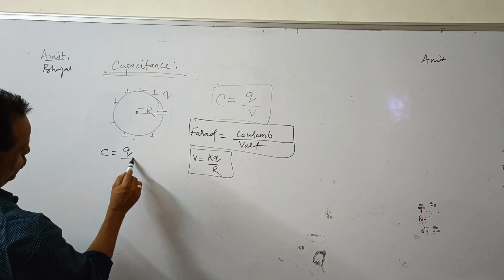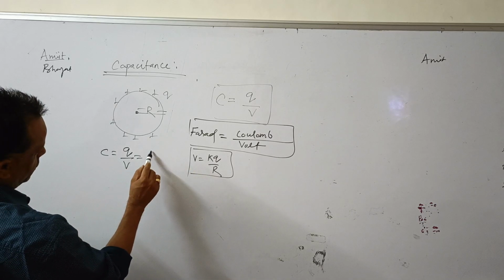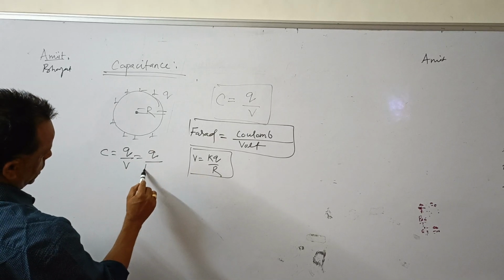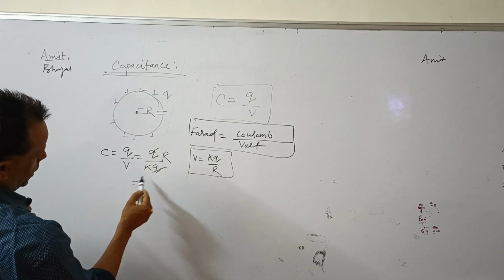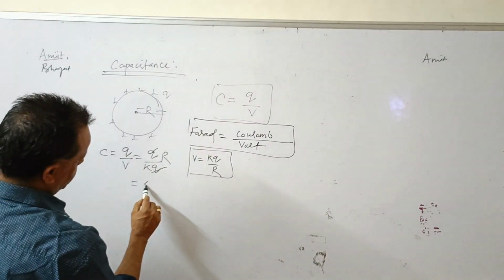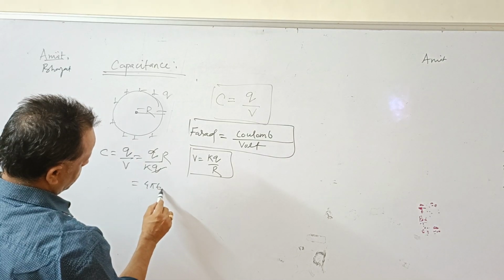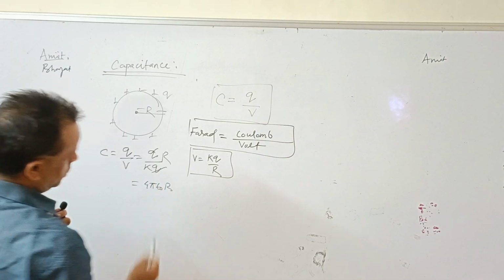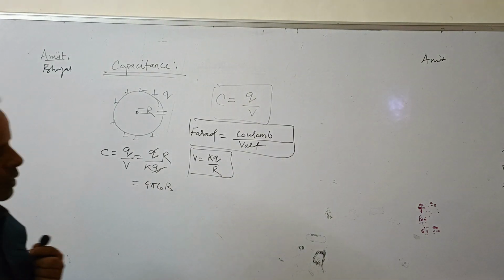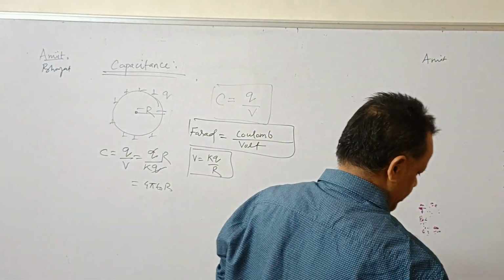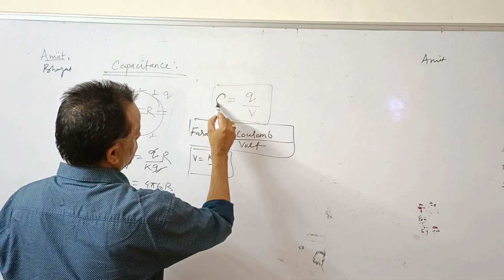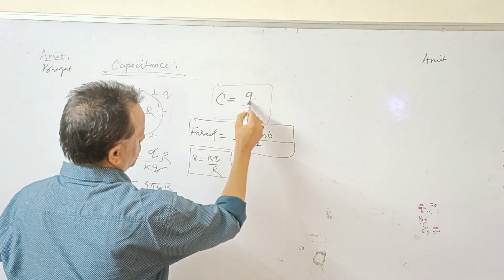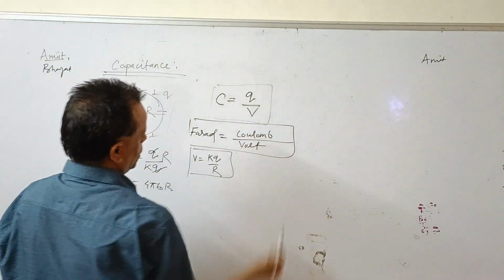C is equal to Q by V. V is kQ by R, so Q gets cancelled out. K is 1 by 4 pi epsilon naught, so C is equal to 4 pi epsilon naught into R. Is it clear? Capacitance is equivalent to charge upon potential.